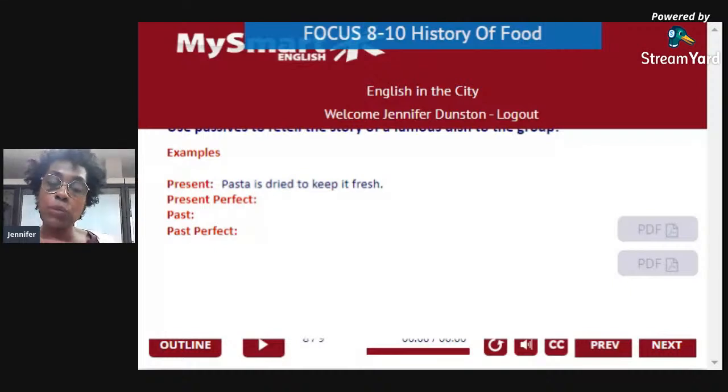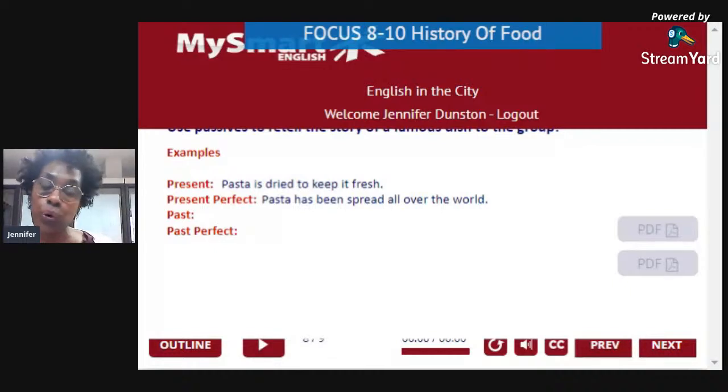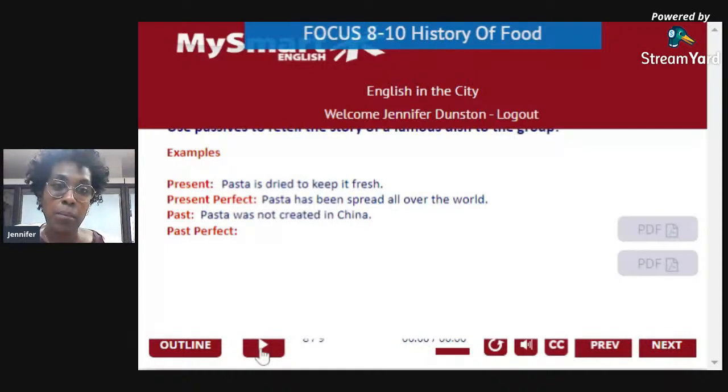Okay, now when we spoke about pasta before, the staple foods, these are examples of passive sentences that talk about pasta. For example, present, pasta is dried to keep it fresh. An example of present perfect passive, pasta has been spread all over the world, meaning the habit of eating pasta has been spread, not actual pasta being spread all over the world. An example of past passive, pasta was not created in China.